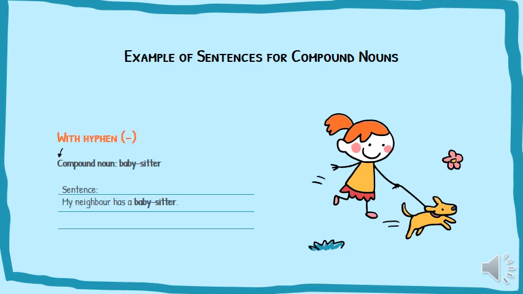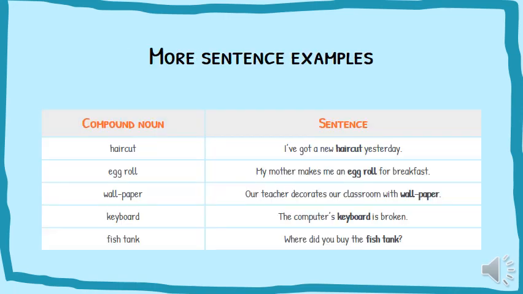The last example sentence is for a compound noun written with a hyphen. The example of the compound noun used here is babysitter. And the example sentence is, my neighbor has a babysitter. Here are more example sentences on compound nouns for you to refer to.